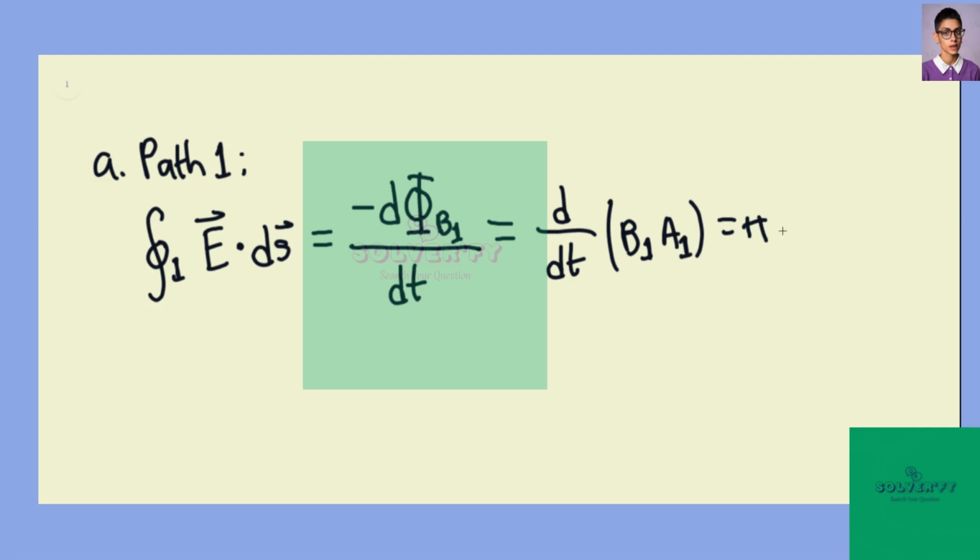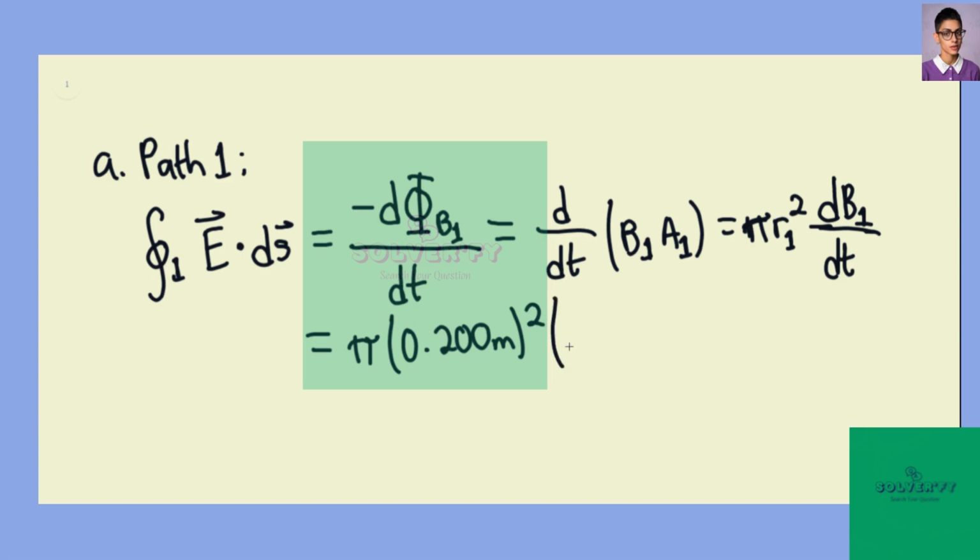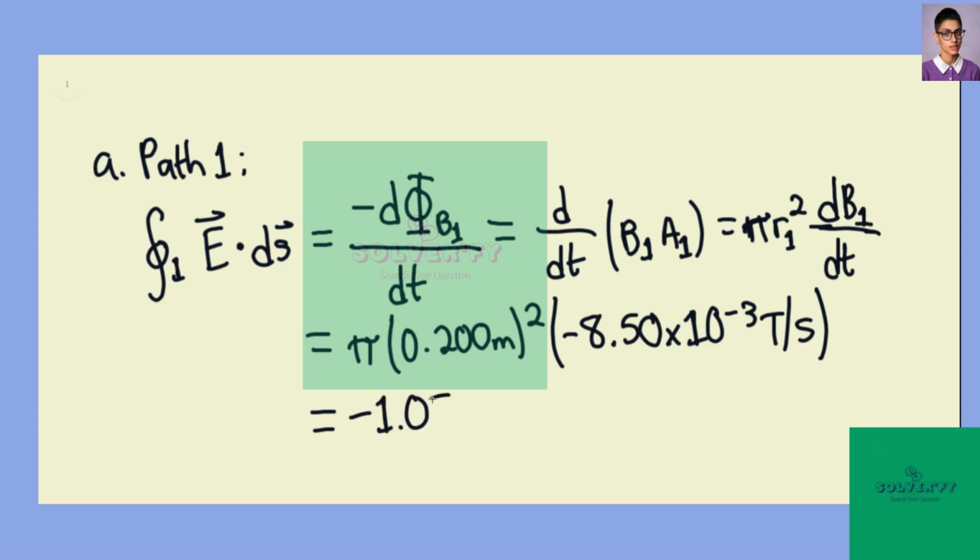This is going to be equal to pi r sub 1 squared multiplied by dB sub 1 with respect to time. We can then say that this is going to be equal to pi times (0.200 meters) squared multiplied by negative 8.50 times 10 to the negative third Teslas per second. And we find that this is equaling negative 1.07 times 10 to the negative third volts.